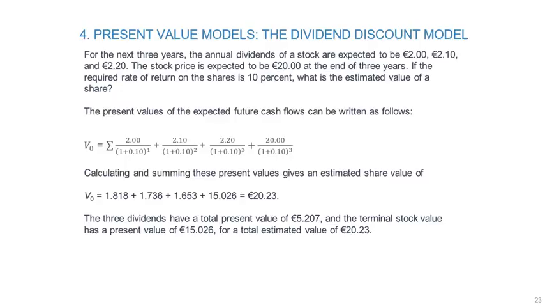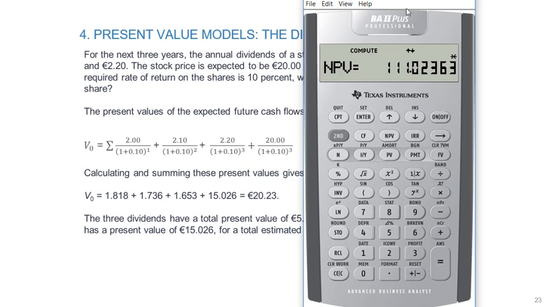Again, in my slides, I had another example, present value models, the dividend discount model. For the next 3 years, the annual dividends of a stock are expected to be 2 euros, 2 euros and 10, and 2 euros and 20. The stock price is expected to be 20 euros at the end of 3 years. If the required rate of return on the shares is 10%, what is the estimated value of a share? So V naught is just the sum of the present value of all the future cash flows. Again, I can bring up my financial calculator, and we'll do it once, do it twice. It's good practice.